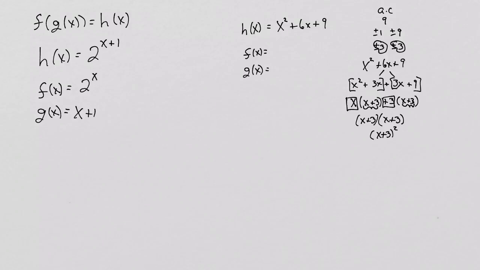And now here I hope it's pretty easy to see that I could pull out my x plus 3, which is going to be my g of x. And when I do that, all that's left is x squared. And there we've done the decomposition.